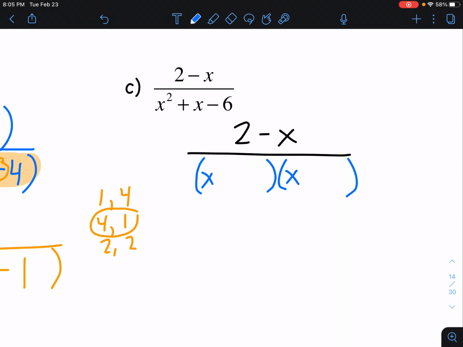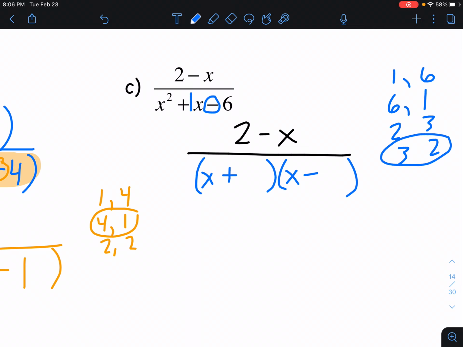So x and x. Our signs, the c term, we got another c term that's a minus, so signs are plus minus. And we need a b term that's a plus 1. So two numbers that multiply to get -6 and subtract to get 1. So your options are 1, 6, 6, 1, 2, 3, or 3, 2. Which of those with the plus minus gets a plus 1? It would be this pair here. A plus 3, then a minus 2.